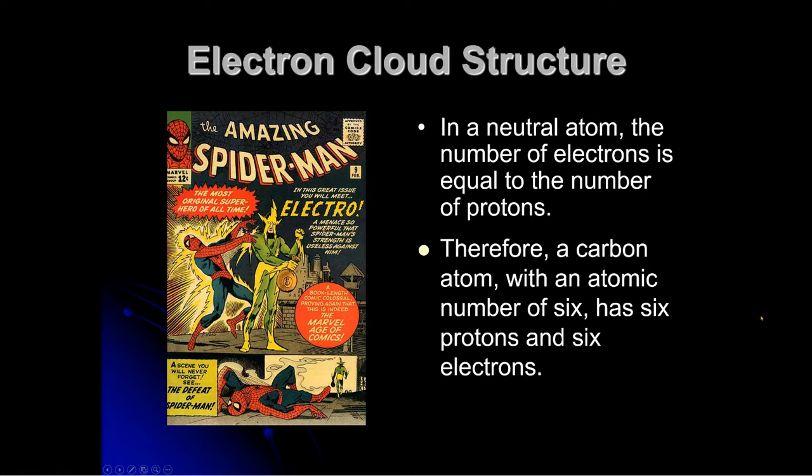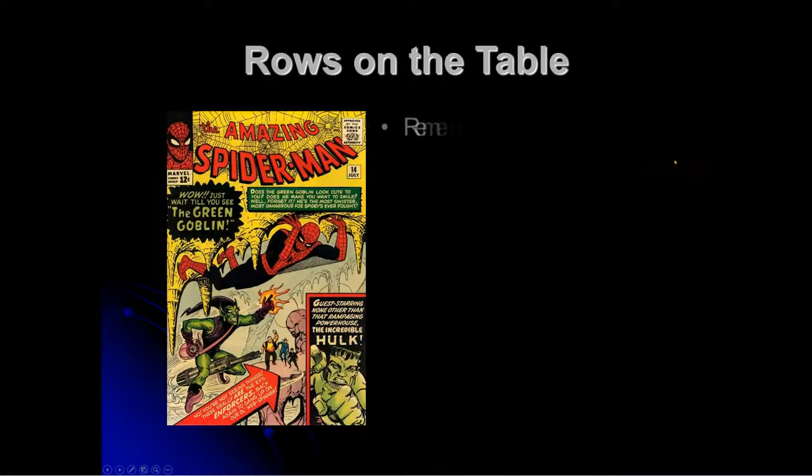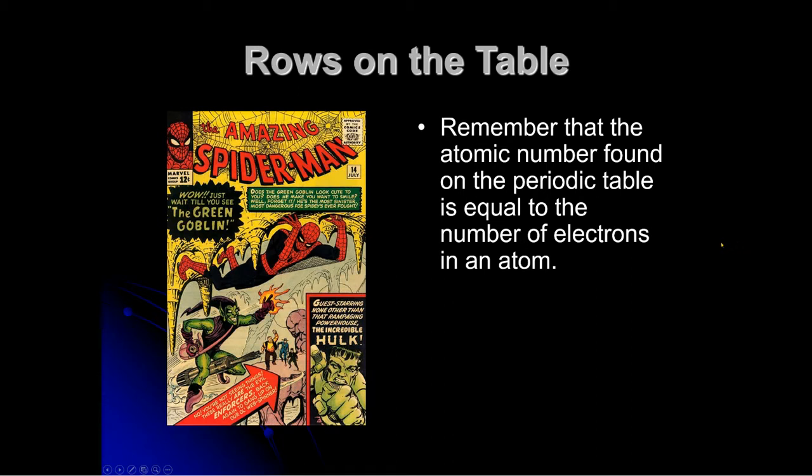A neutral atom. In a neutral atom, the number of electrons is equal to the number of protons. And remember, that is the atomic number. Therefore, a carbon atom with an atomic number of 6 has 6 protons and 6 electrons. Remember that the atomic number found on the periodic table is equal to the number of electrons in an atom. So the atomic number is equal to the number of electrons. Let me pull up that periodic table.